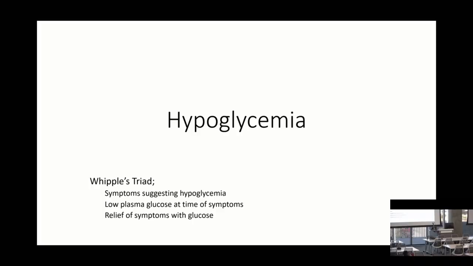Hypoglycemia, I think this is the last topic we talk about. Whipple's triad, that's important to remember. So Whipple's triad is symptoms of hypoglycemia, so symptoms that suggest hypoglycemia. What are those symptoms? Okay, cold, clammy skin.